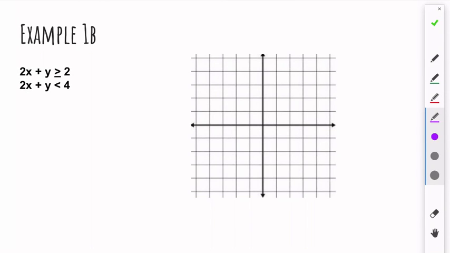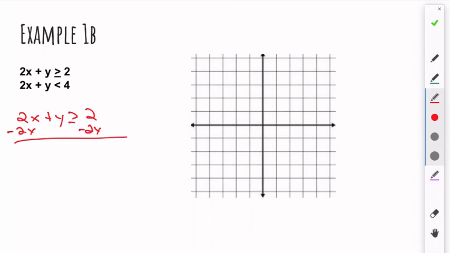All right, for example 1b, same thing here. We have to solve for y first for both of these. So I'm going to solve for y with my first one here. Make sure my pen works. 2x plus y is greater than or equal to 2. I have to get y by itself, so I have to subtract 2x from both sides.